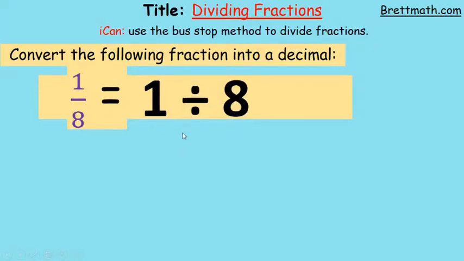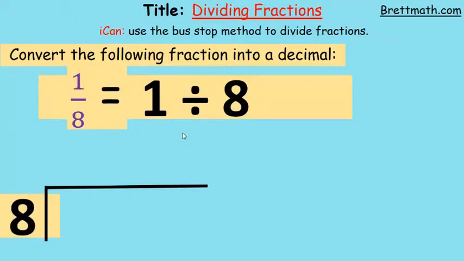But we're going to work it out the exact same way as we have with the bus stop method before. We're going to draw our bus stop. Then we're going to put the 8 on the outside because that's the number we're dividing by. It wants to get in and have a piece of the 1. And then we're going to ask ourselves the question, how many 8s have we got in 1?